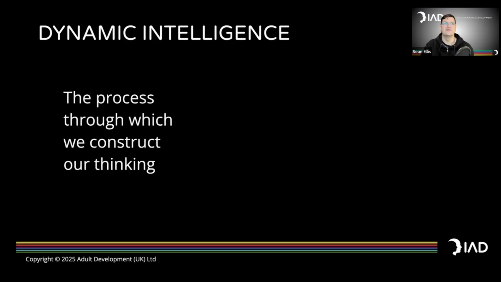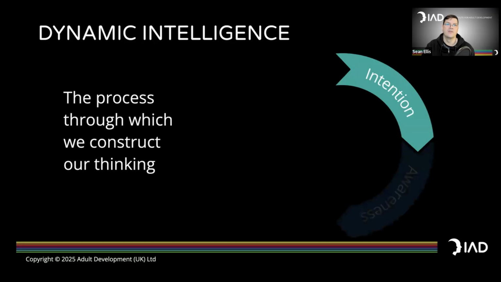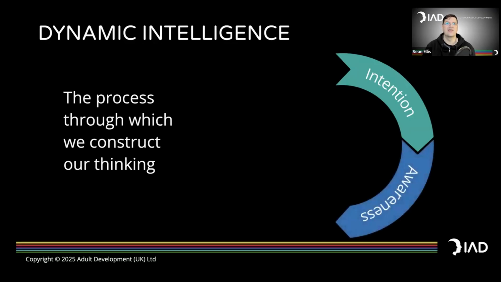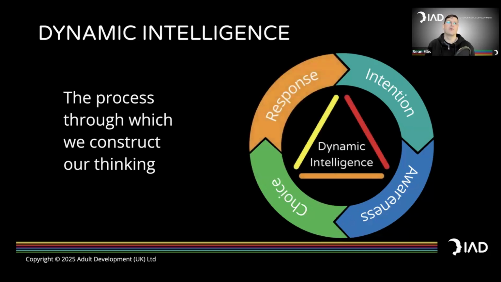It is the process through which we construct our thinking. It starts with cognitive intentions, the automatic thinking patterns that shape how we perceive and respond to our environment. Then comes awareness. That's our awareness of these cognitive intentions and how they impact our decisions. It allows us to identify biases in our thinking and initial reactions, paving the way for more deliberate thinking and action. Then comes choice. That's our deliberate selection of cognitive strategies based on intention awareness. And finally, response, and that's the action that we take that results from the combination of intention, awareness, and choice.